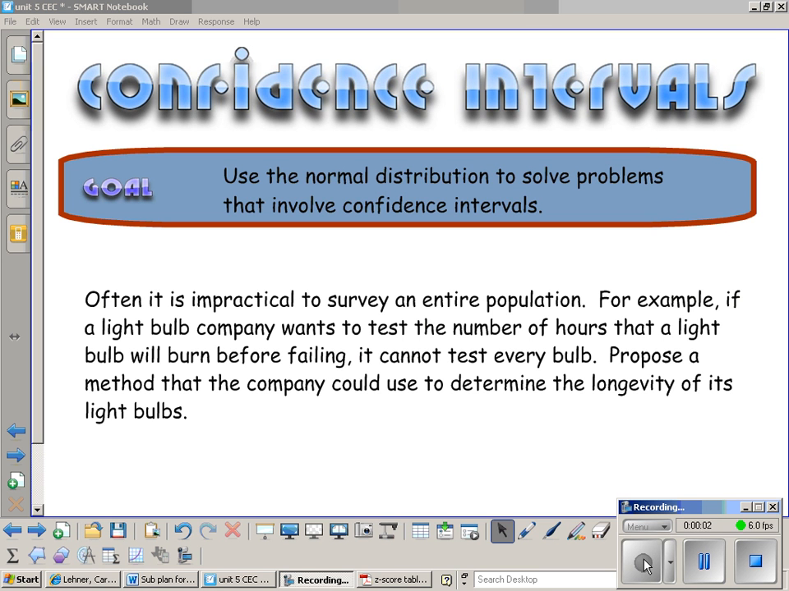In this lesson, we're going to learn about confidence intervals. We're going to use the normal distribution to solve problems that involve confidence intervals.